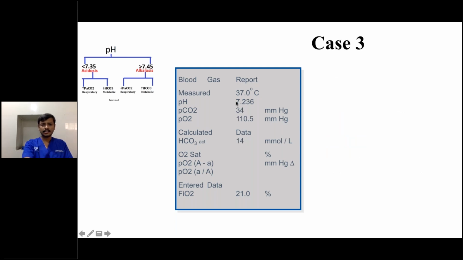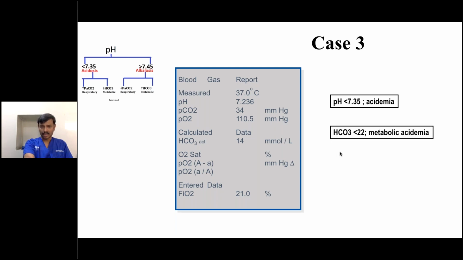Coming to case 3, here pH is low, so it is acidosis. Look at the PCO2. PCO2 looks normal, not much high actually. If PCO2 is high, we take it as respiratory, but it is normal. Look at the bicarbonate. Bicarbonate is low. So low bicarbonate with low pH, we call it metabolic acidosis. So pH is less than 7.35, bicarbonate is less than 22. Metabolic acidemia. So the disorder is called primary metabolic acidosis. So if the pH is low, look at the carbon dioxide. If carbon dioxide is not correlated with your pH, then look at the bicarbonate. If bicarbonate is correlated with the low pH, then it is metabolic acidosis.